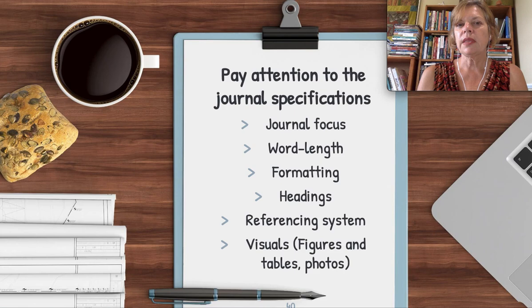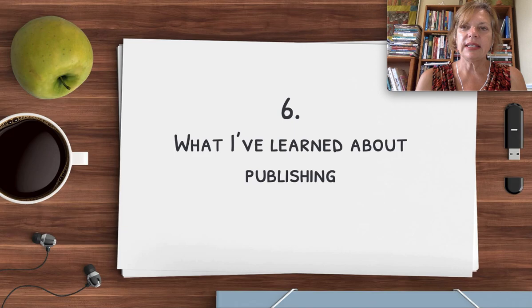Pay attention to the journal specifications. So if they have a particular word length, don't go over the word length. If they have a particular focus for the journal, make sure that you are meeting that focus. Look at their formatting and the headings and the referencing system. Look at the visuals. How do they present visuals? And pay attention to that when you are first compiling the paper. I mean, you can do it at the end, but I always find it to be very tedious at the end. I just wanted to give you a few things I've learned about publishing throughout my career.